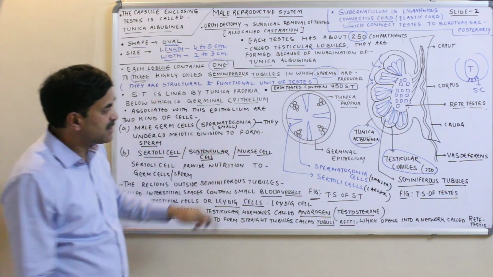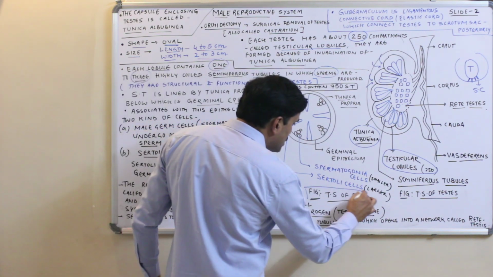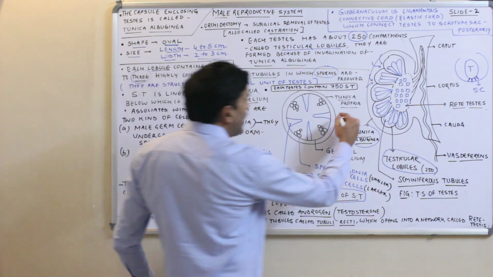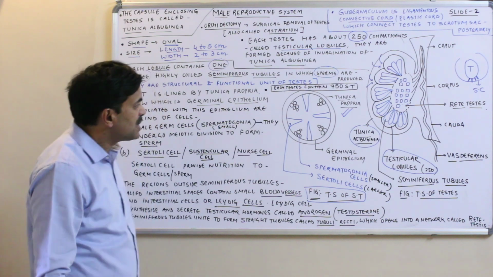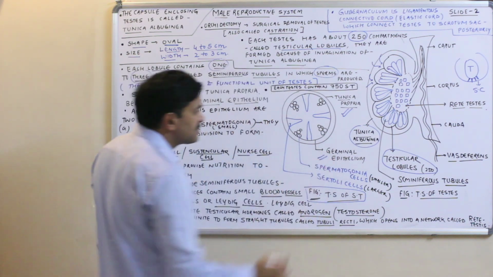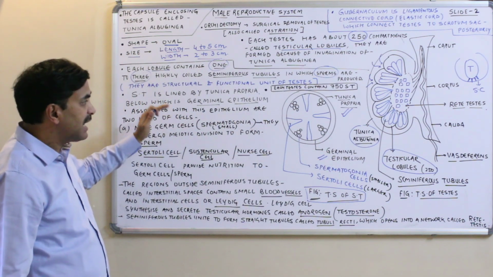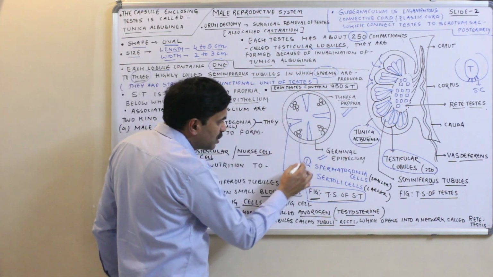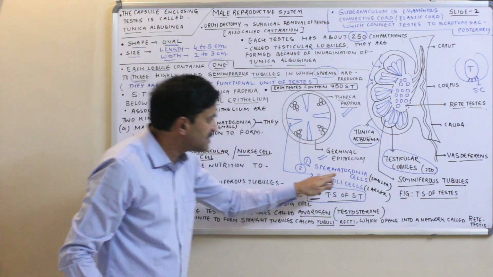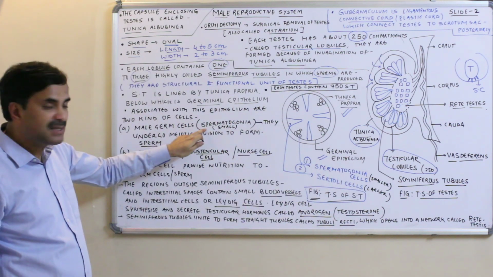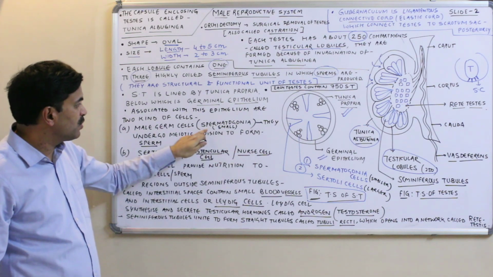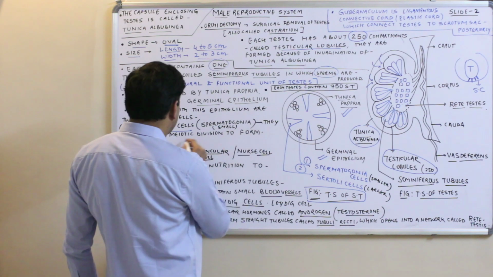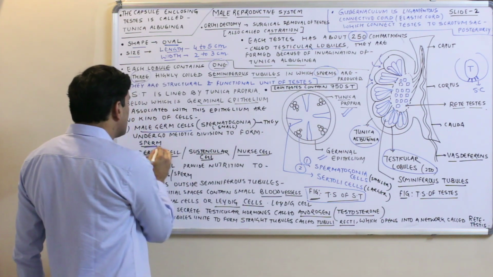If I see a TS section of the seminiferous tubules, then the seminiferous tubules are lined from outside by tunica propria. Just below the tunica propria is the germinal epithelium, and associated with this germinal epithelium are two cells. The smaller cells are called spermatogonia cells, also called male germ cells, and they form the sperms.